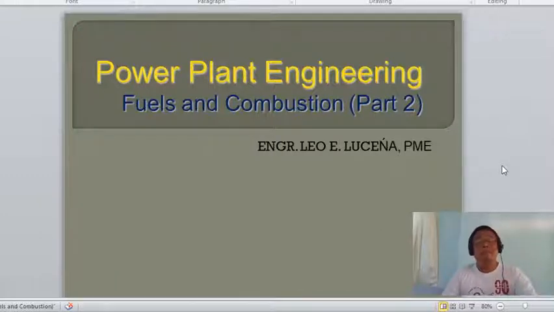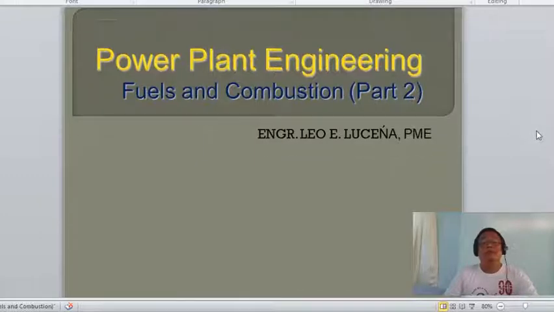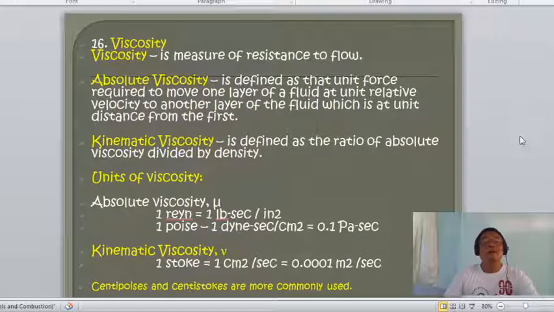Last time we already discussed some definitions and terms involved in fuels and combustion. We already discussed specific gravity, degree API, and other definitions. Okay, so let us now come to viscosity. Viscosity is a measure of the resistance of the fuel to flow.